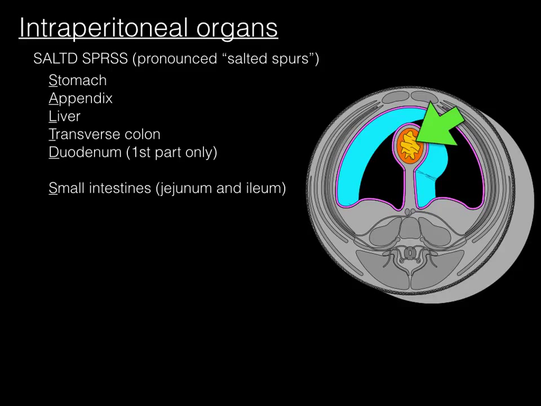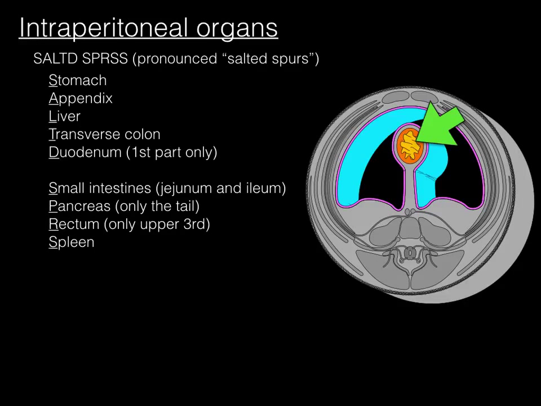And then the S stands for small intestines, specifically jejunum and ileum. The P is for pancreas, but only the tail, the tip of the tail that touches the spleen. The R is for rectum, but only the upper third. The S is for spleen, as just mentioned, and the sigmoid colon. So that acronym of SALTED SPURS tells you what organs are considered intraperitoneal.